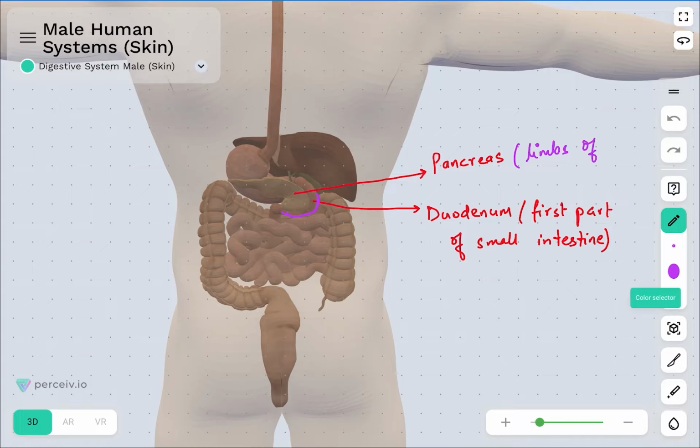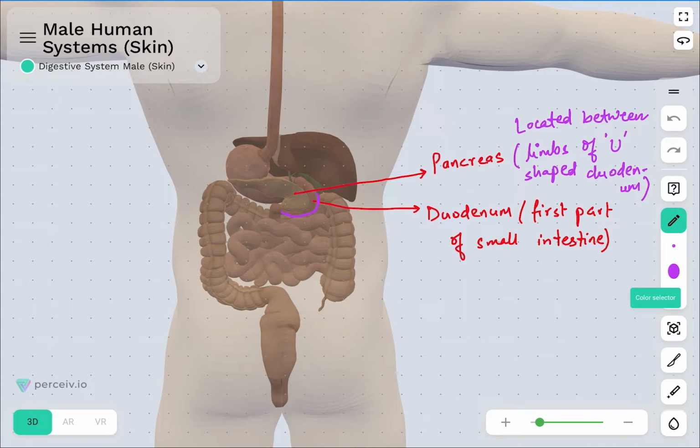of the U-shaped duodenum. So this is basically located between the limbs of the U-shaped duodenum.